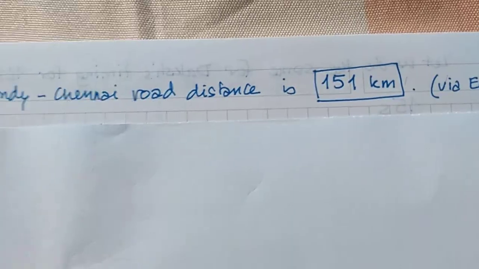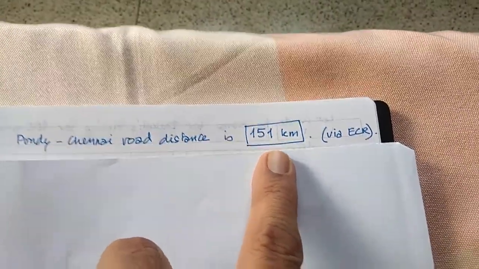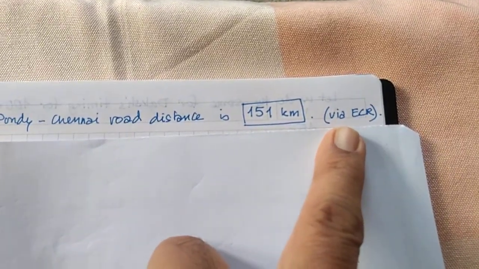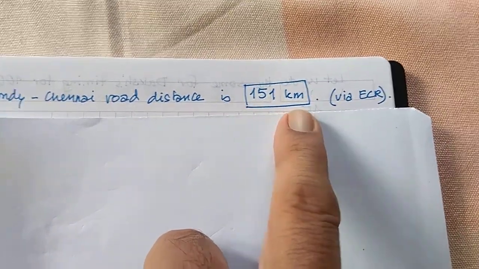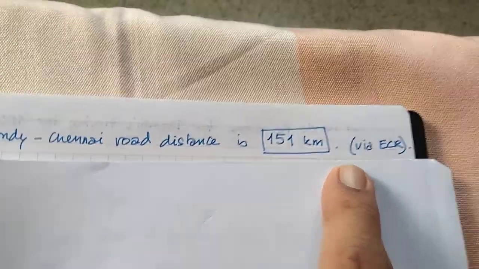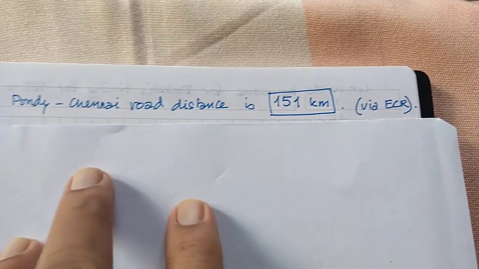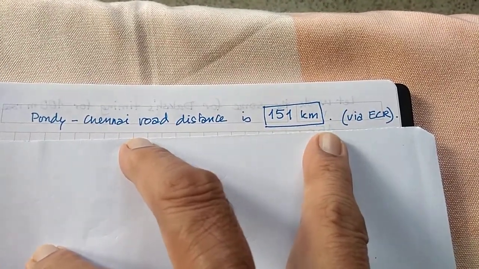So if you look it up, you will find that Pondi to Chennai road distance is 151 kilometers. If you're interested, this is via the ECR. ECR stands for East Coast Road. That is a road that runs near the coast all the way to Chennai. There's another road which goes inland and then follows a national highway. That distance is slightly more. Okay. So this distance is 151 kilometers.